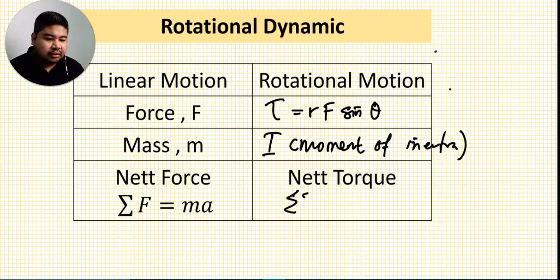Because we are using moment of inertia for mass, and angular acceleration for acceleration, the equation for net torque can be written as I, which substitutes for mass, times angular acceleration, which substitutes for acceleration. The unbalanced torque that we provide to the rigid body will cause the body to spin faster or spin slower. So you are going to have angular acceleration.